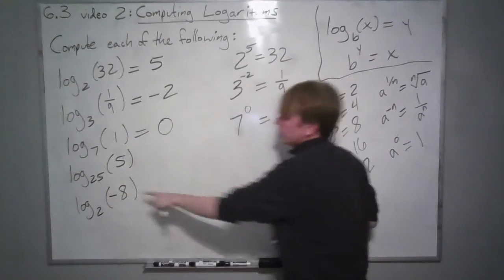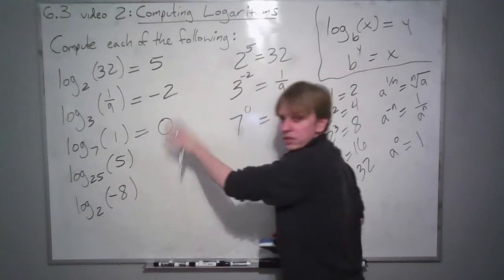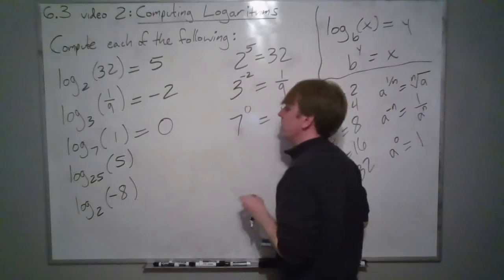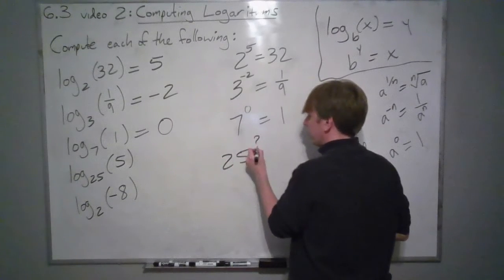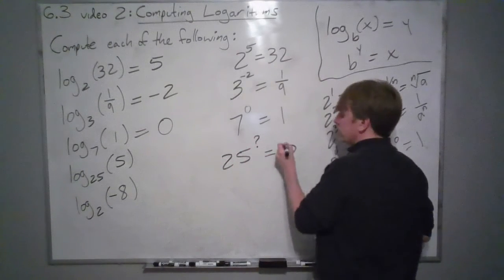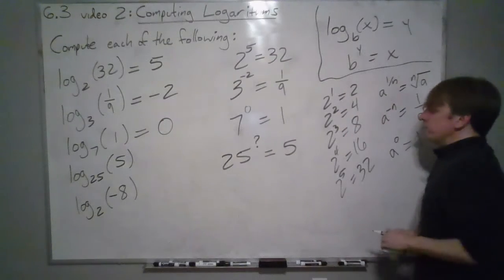Okay, I have to be really careful here because I was expecting the 5 to be the base, but it seems like 25 is the base. And the number that's down low is the base. And so this is saying base is 25. We're trying to find the exponent, and the answer is 5.